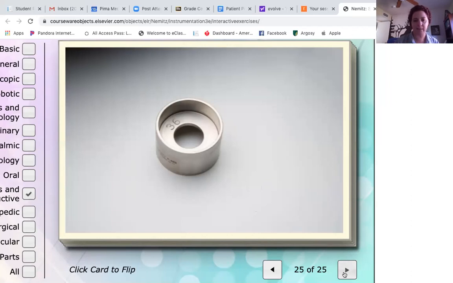Okay, and that is our tour through the plastics instruments. You guys have access to that, and you can review these. Again, don't be too scared about the scissors because those are really difficult to distinguish in an instrument exam, so we won't be looking at pictures of those on a test.